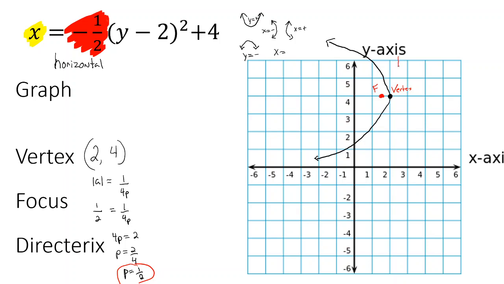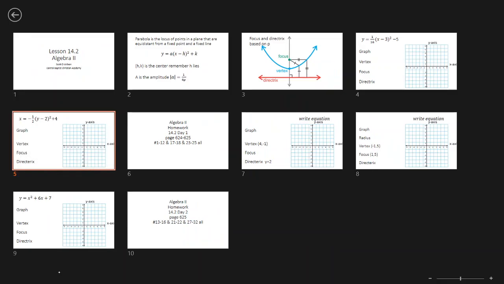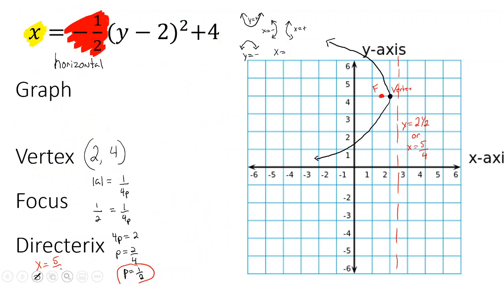And my directrix is 1/2 unit down, and it is a vertical line. Because it's a vertical line, my equation is going to be x equals 2 1/2, or another way to write that would be x equals 5 over 4. So my directrix is at x equals 5 over 4. And my focus, oops, where am I? Right there. 5 over 4.